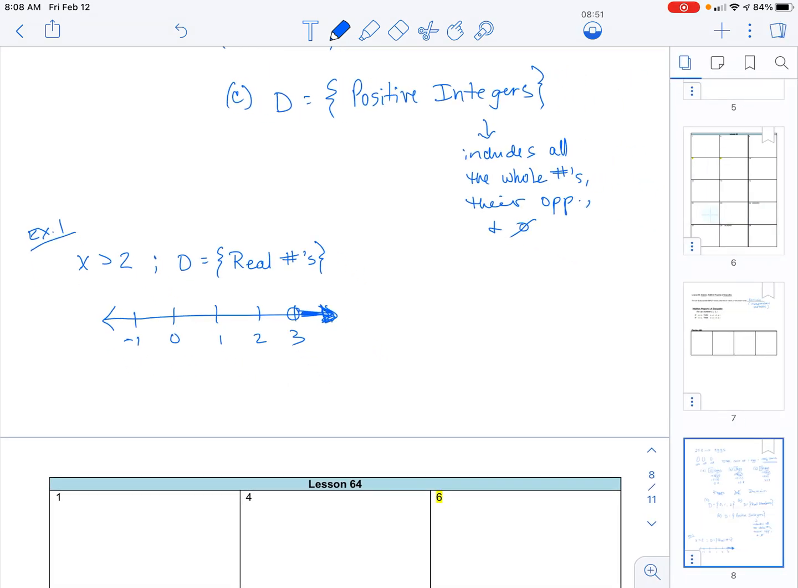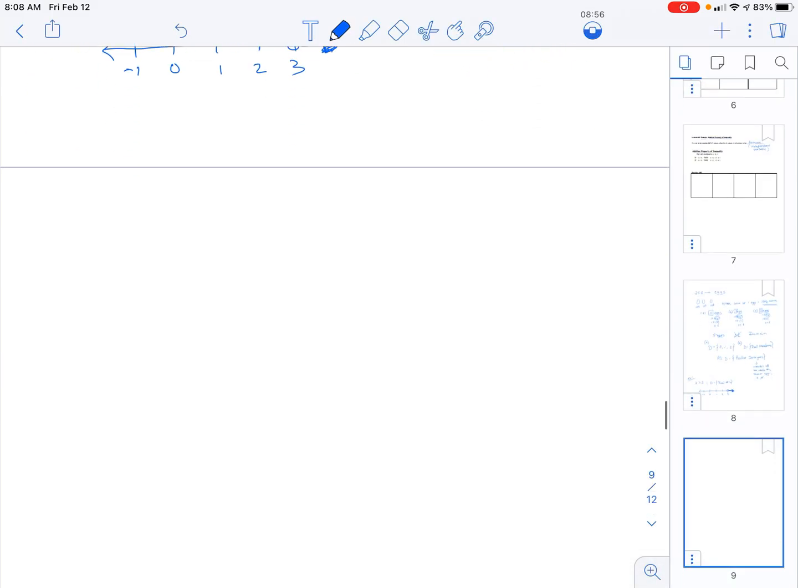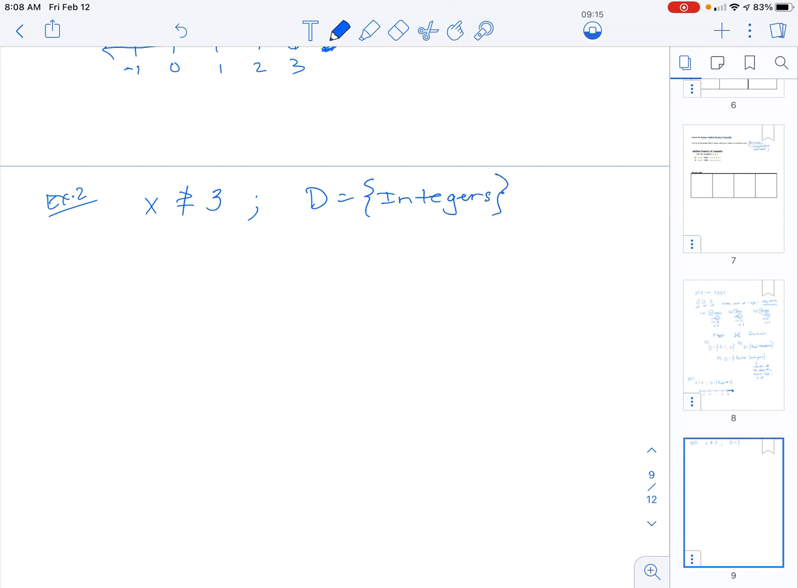Let me add another sheet of paper here. Let's look at another example. Example 2. Let's say we are asked to graph x is not greater than or equal to 3. So here's a negated inequality. And the domain is restricted to integers. Remember, integers are all the whole numbers and their opposites and 0, nothing in between. Okay, so when we graph this, first of all, let's write the negated inequality here. If x is not greater than or equal to 3, well, then that must mean that x is less than 3.